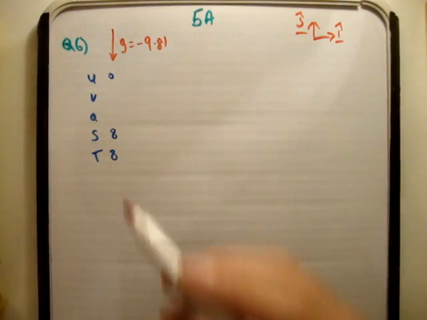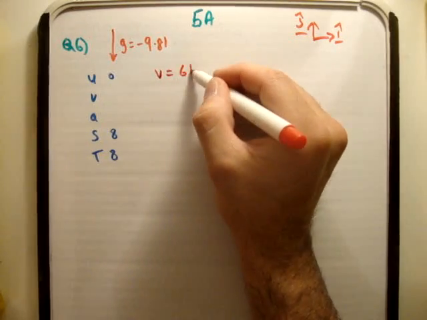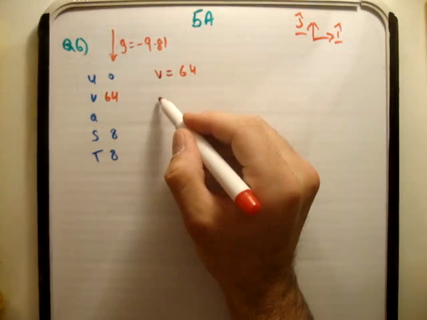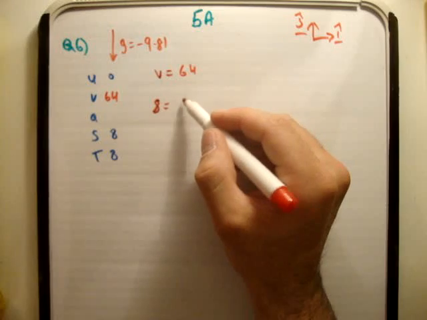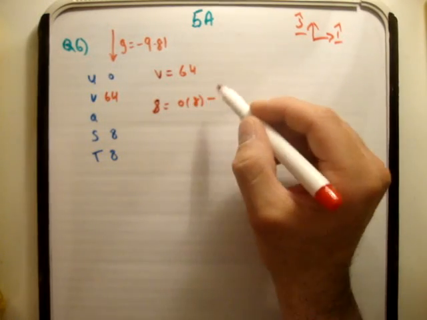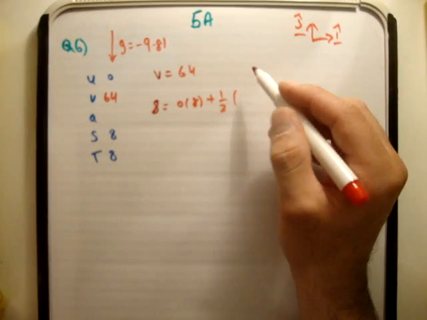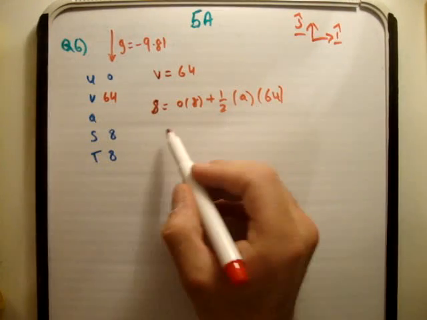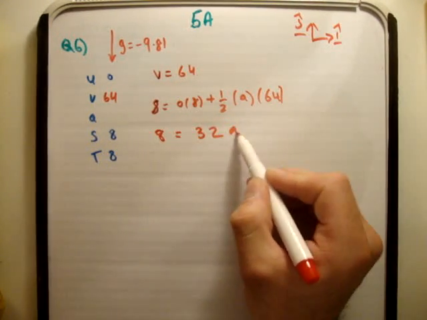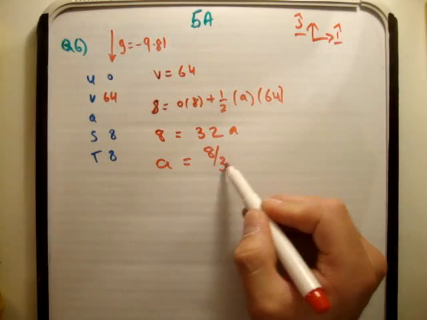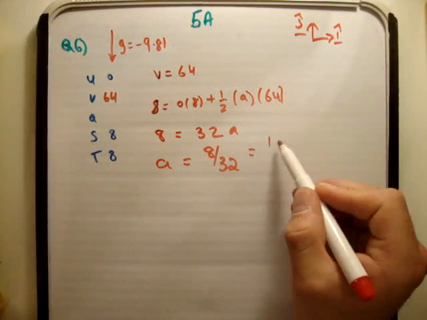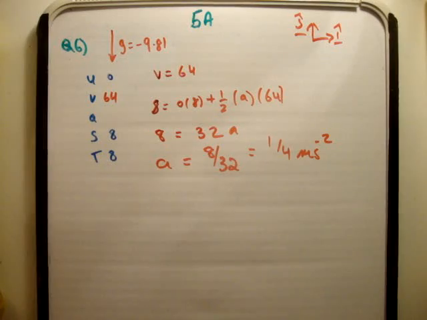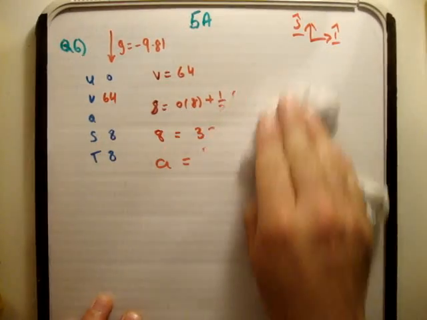If we used v is equal to u plus at, we'd find it's equal to 64. And if we used s is equal to ut plus a half at squared, we're going to get that 8 is equal to 0 times 8 plus half times a, which is unknown, times t squared, which is 64. So we're going to get 8 is equal to 32a. A is equal to 8 over 32. So a is equal to a quarter meter per second squared, like so. So we now know his acceleration.